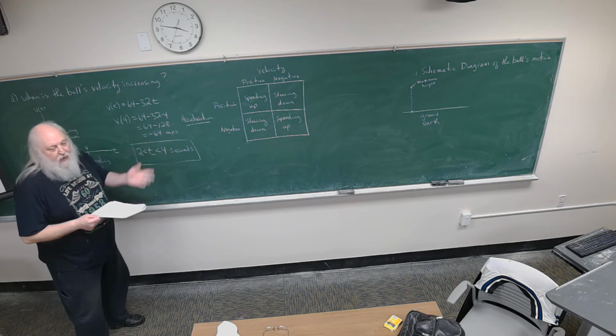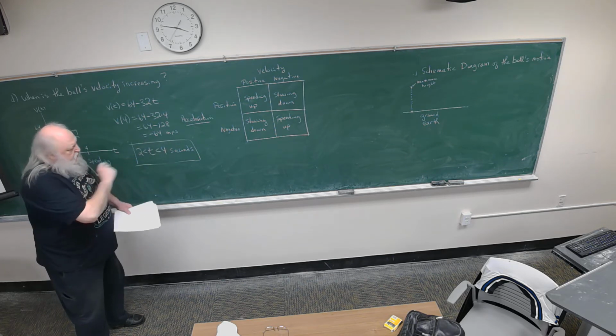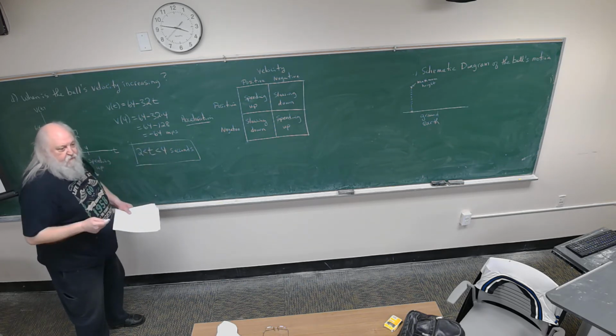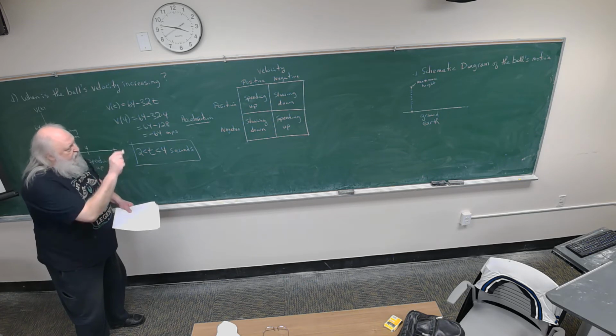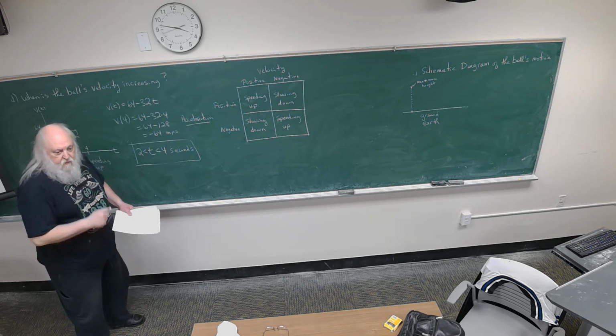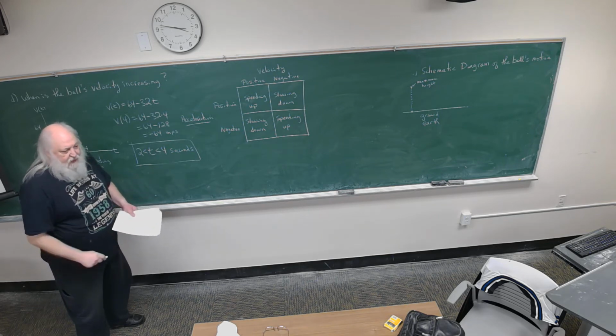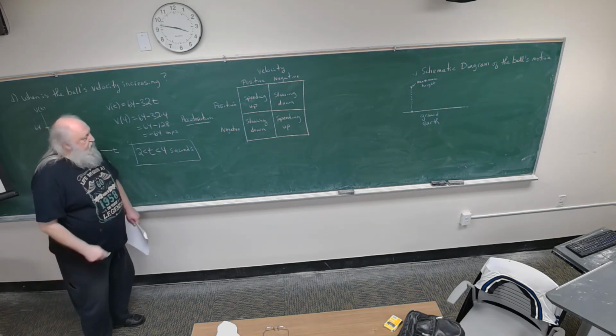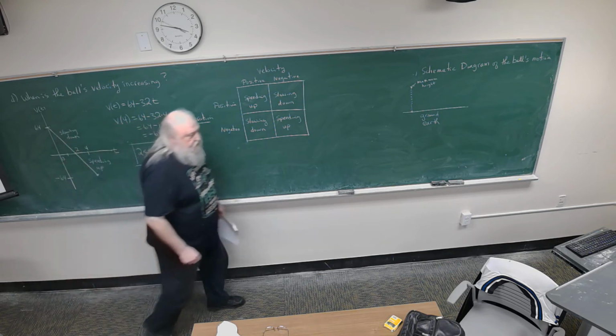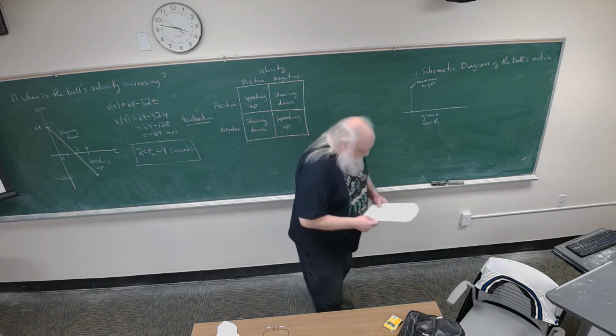Now when we do an object that is moving on a straight path left and right, you'll see how that works. Okay? When the object is moving in one direction but it's slowing down, that's because the velocity and the acceleration are in opposite directions. Okay? All right.